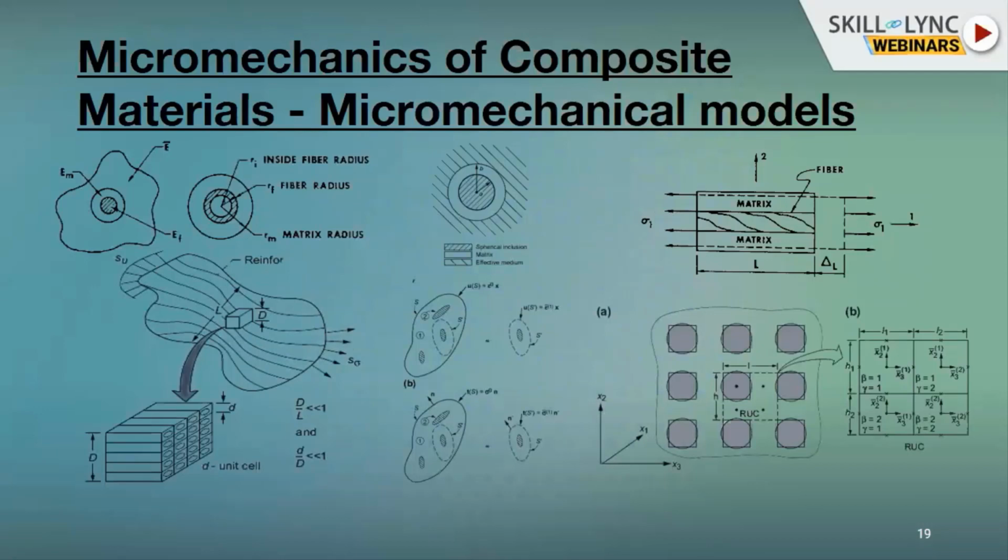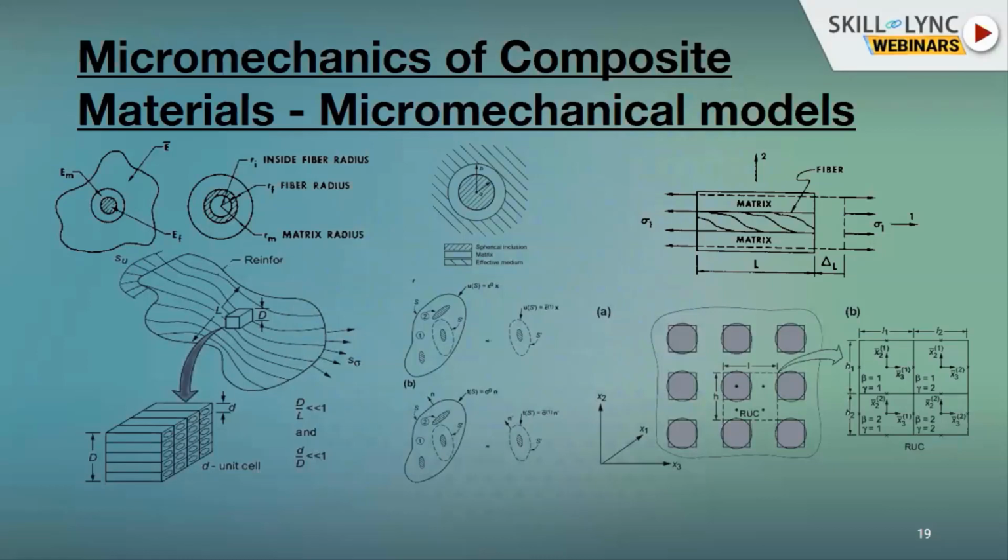At the top left you can see a representation where we have an inside fiber material surrounded by a matrix. So in elasticity based approaches we assume that it will be in a cylindrical coordinate system. Using this assumption we form an analytical solution by considering these forms and obtain a solution based on elasticity.